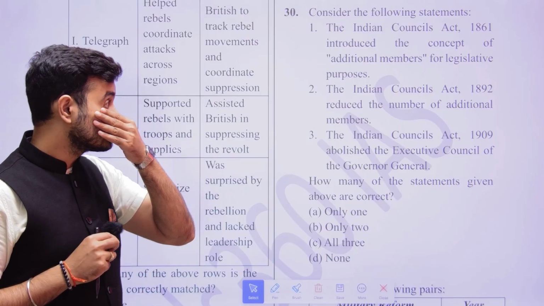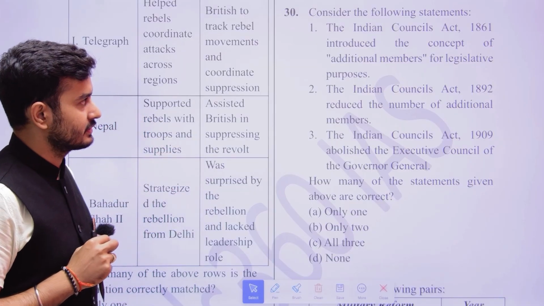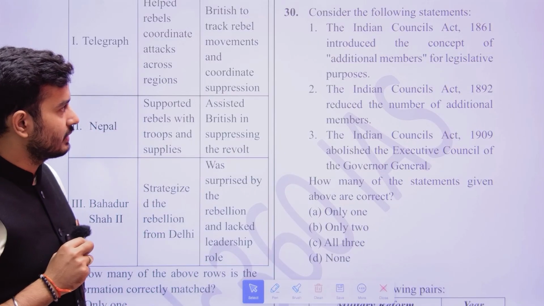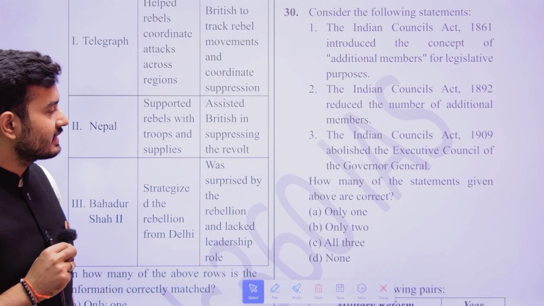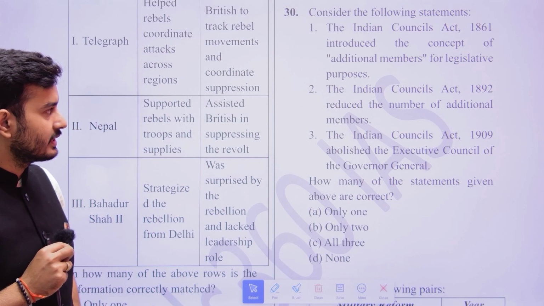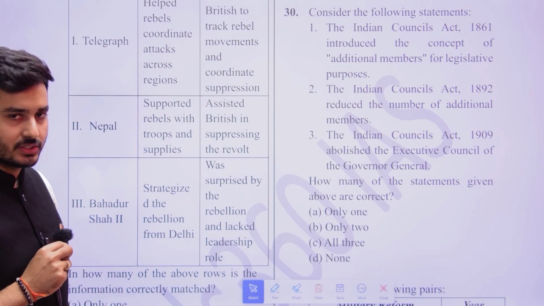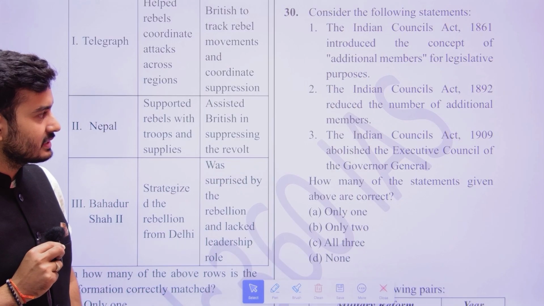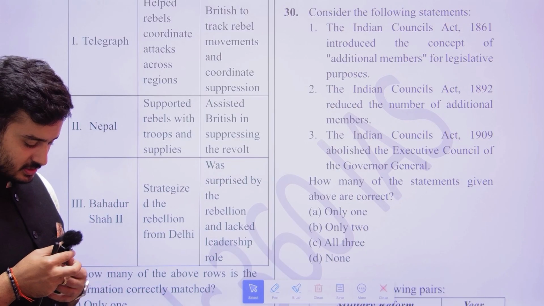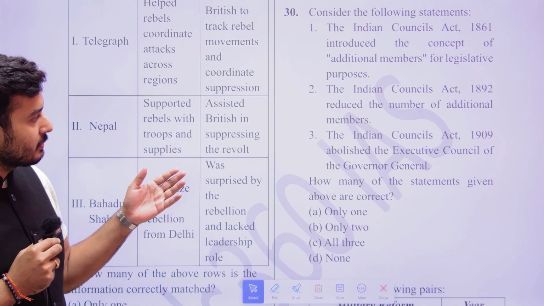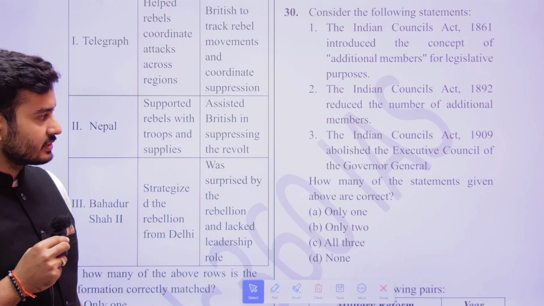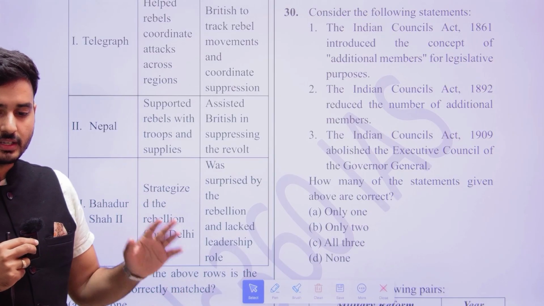So here, consider the following statements. The Indian Councils Act 1861 introduced the concept of additional members for legislative purposes, and the Indian Councils Act 1892 reduced the number of additional members. Then the Indian Councils Act of 1909 abolished the Executive Council of the Governor General. How many of the above statements are correct?